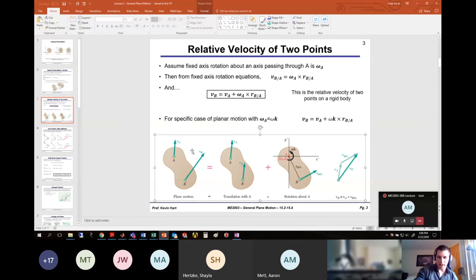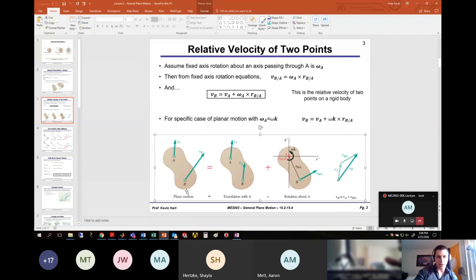So down here, I'm talking about these particular images where we have general plane motion with two different points on the body. And these two different points could have completely different velocities since we're no longer translating or no longer do we have just strictly fixed axis rotation. We have general motion. So any point on the body could have any velocity in any random direction.